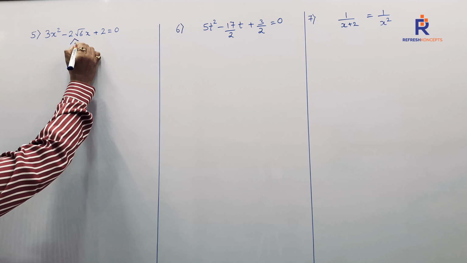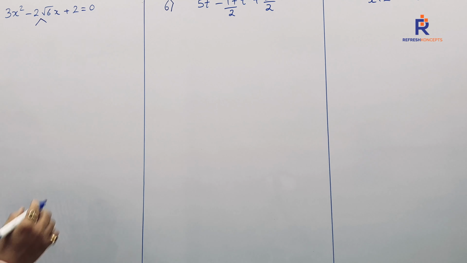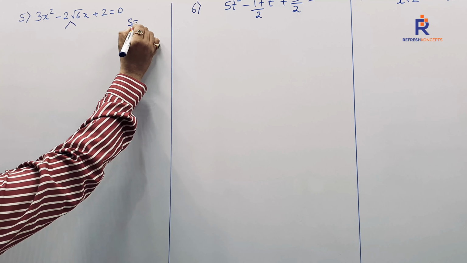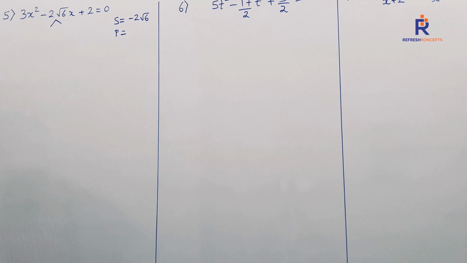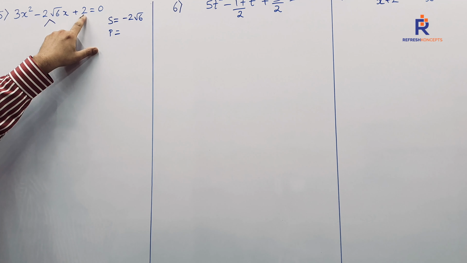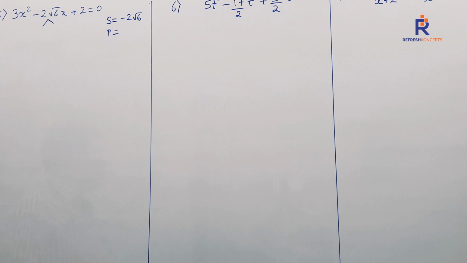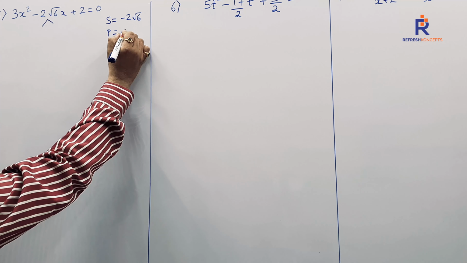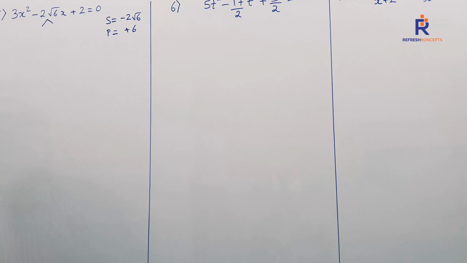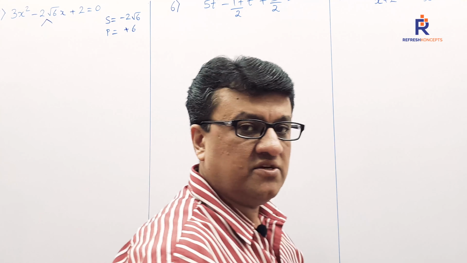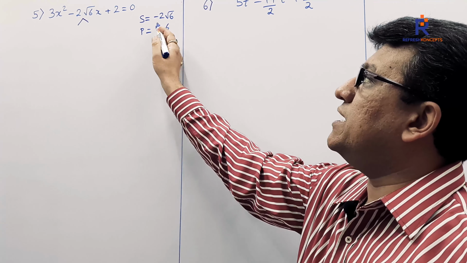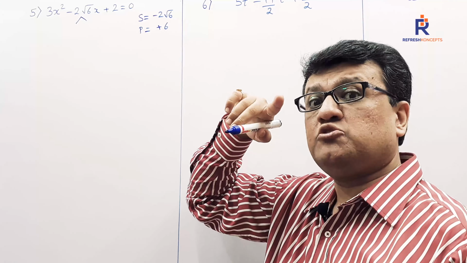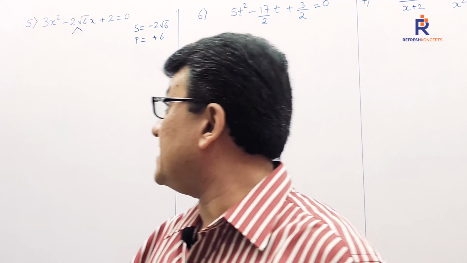We want to split this particular minus 2 root 6. So what is our sum? Our sum is minus 2 root 6. What is our product? Our product is, children, plus 2 into plus 3, answer is plus 6. So we are looking out for two such numbers whose addition will bring me minus 2 root 6, and on multiplication those numbers will give me plus 6.